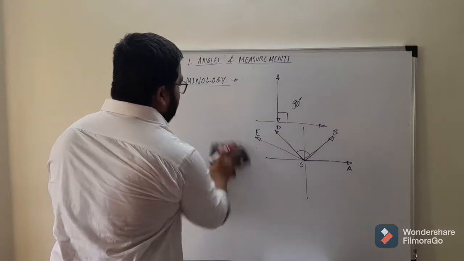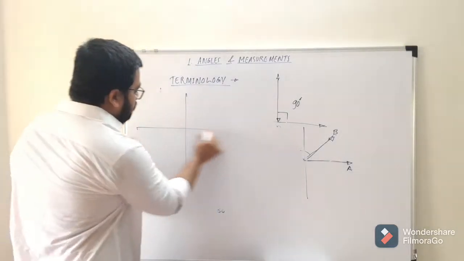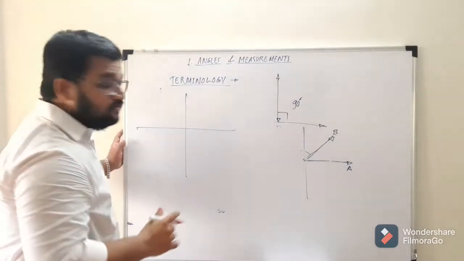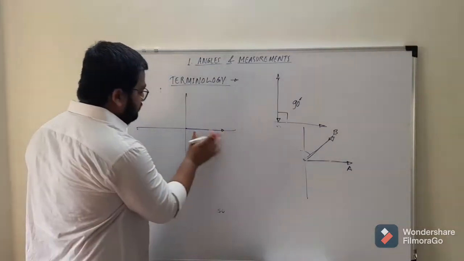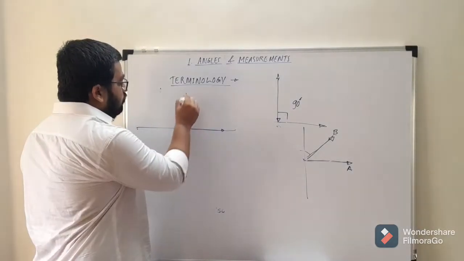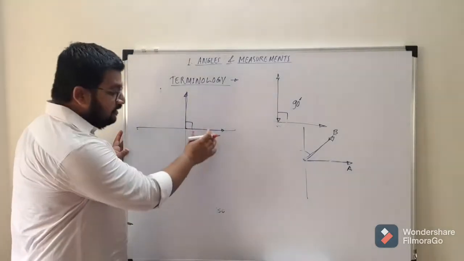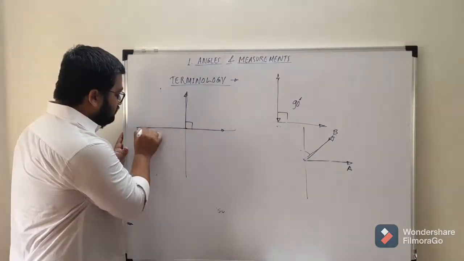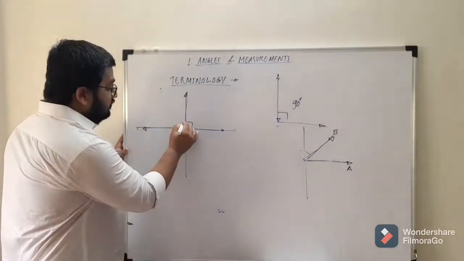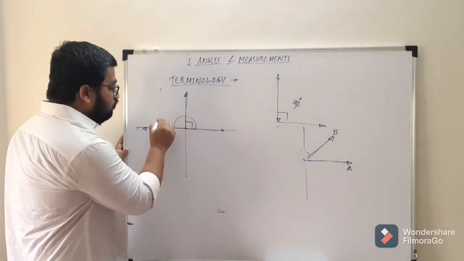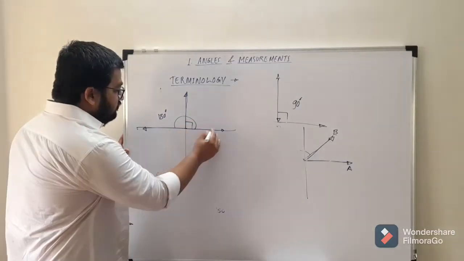So what is a quadrantal angle? Again we consider these as the quadrants. Now suppose the arm is in this way: this is parallel to the x-axis, this is parallel to the y-axis, and this is making an angle of 90 degrees. Again, suppose the terminal arm is parallel to the x-axis, but in the opposite direction. That is considered as making an angle of 180 degrees. This will be 180, this will be 90.